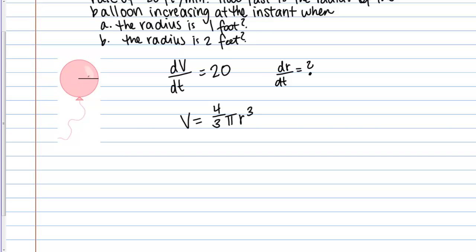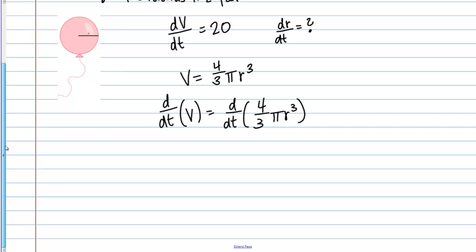Okay, so what I really want to do then is take the derivative with respect to time of both sides of the equation, and that's going to require me to use implicit differentiation. So here, both volume and radius should be thought of as functions of time. Both of these things depend on time, right? The volume changes with time and so does the radius. So we need to use implicit differentiation and the chain rule when we take the derivative.